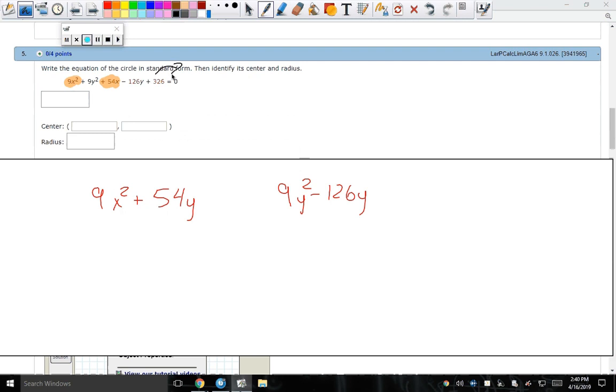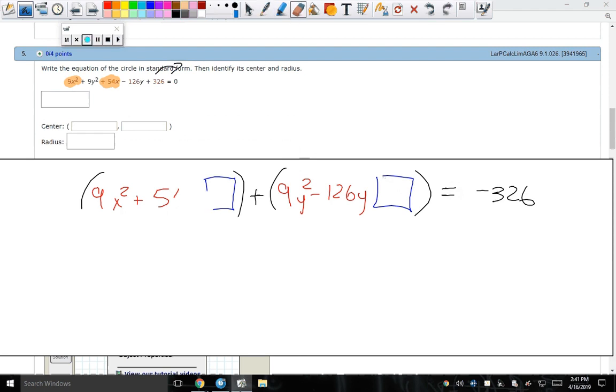Move this constant over. And I have just made room for my completing the square pieces. As far as step 1, I'm good to go. Separated my x's, separated my y's, left room for completing the square, and I move my constant.